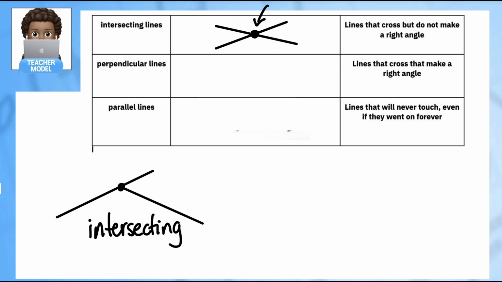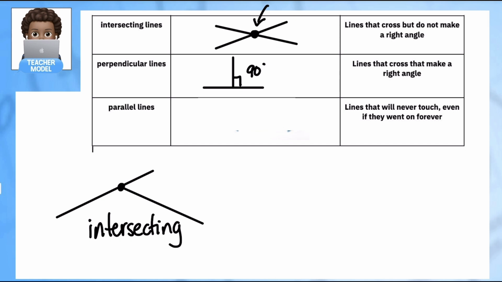The next one is a perpendicular line. And these are lines that cross, but they make a perfect right angle, a perfect 90-degree angle, like the corner of your paper. So it might be like here's a line and it's going straight in one direction, and this one goes straight down the other way, like an upside down T. Sometimes it's how I look at them, and they make perfect 90-degree angles. So that's what makes these perpendicular.